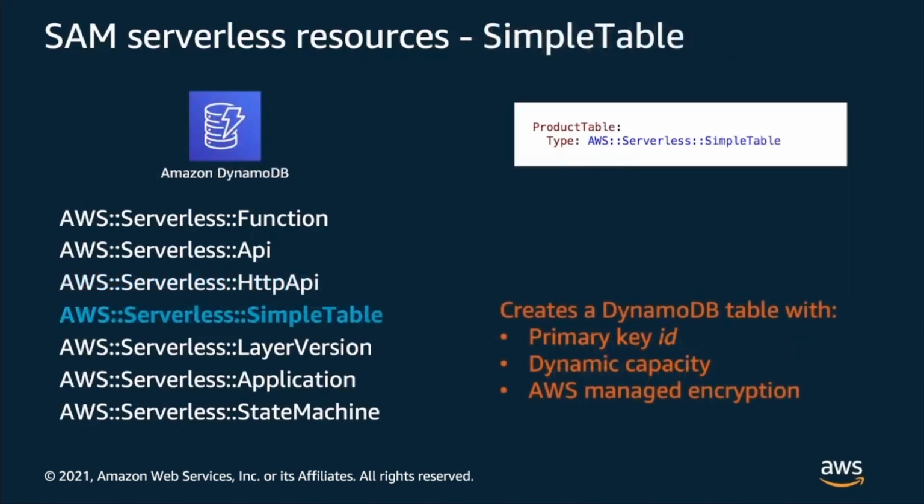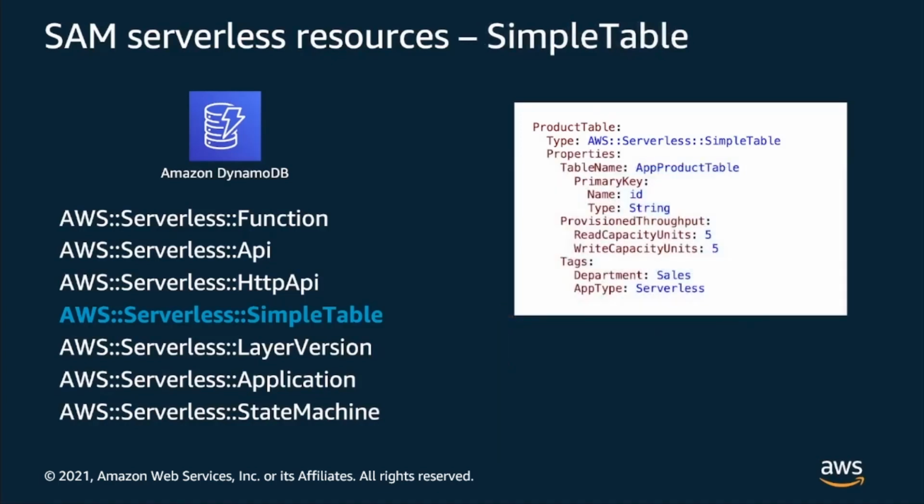The next one we're going to talk about is a simple table. Now, simple table is not a brand new database. This is just Amazon DynamoDB. And it's an easy way with just 2 lines to create a DynamoDB table that you can read and write and do whatever based on your permissions. Now, this creates a DynamoDB table with one primary key, and it's called ID. It has dynamic capacity, and it uses AWS to manage the encryption.